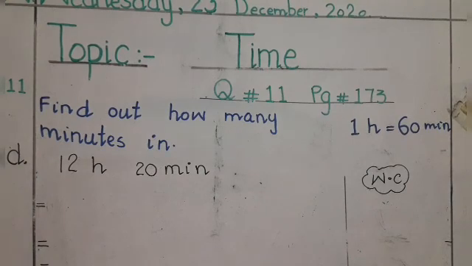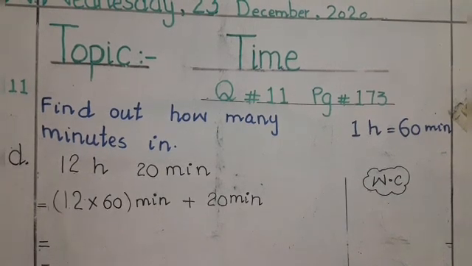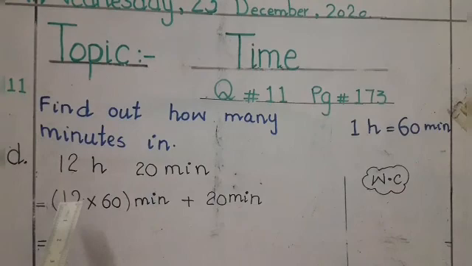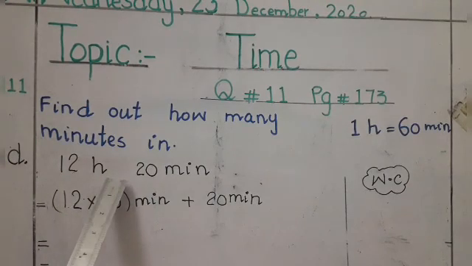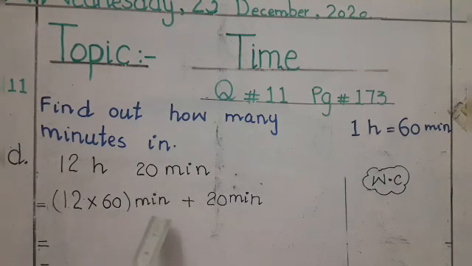Okay, students, the next question is 12 hours and 20 minutes. So first of all, what we will do, we will write 12 as it is, and in 1 hour there are 60 minutes. So we will multiply 12 by 60. Okay students, so I write the number here, 12 multiplied by 60, because there are 60 minutes in 1 hour. 12 multiplied by 60 minutes plus we will add this number, 20 minutes.